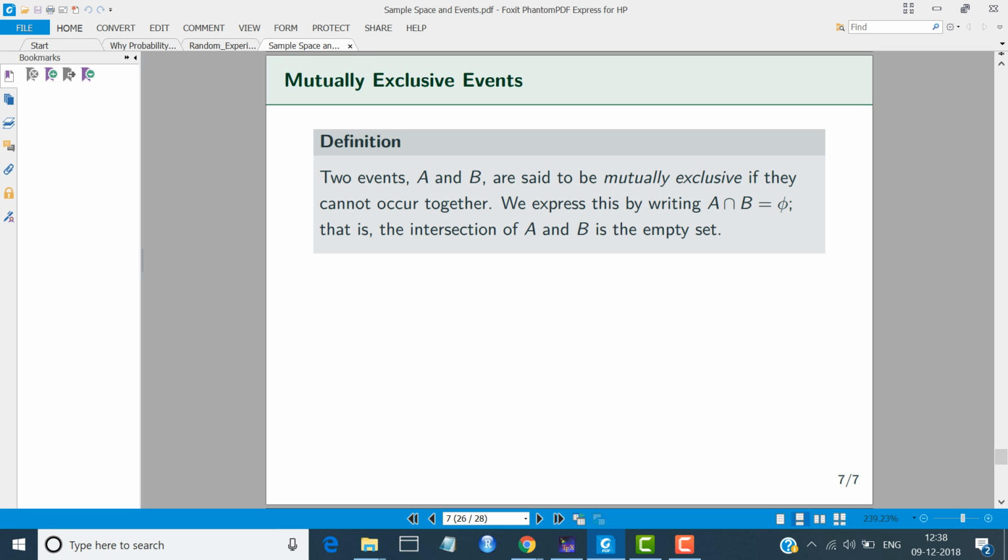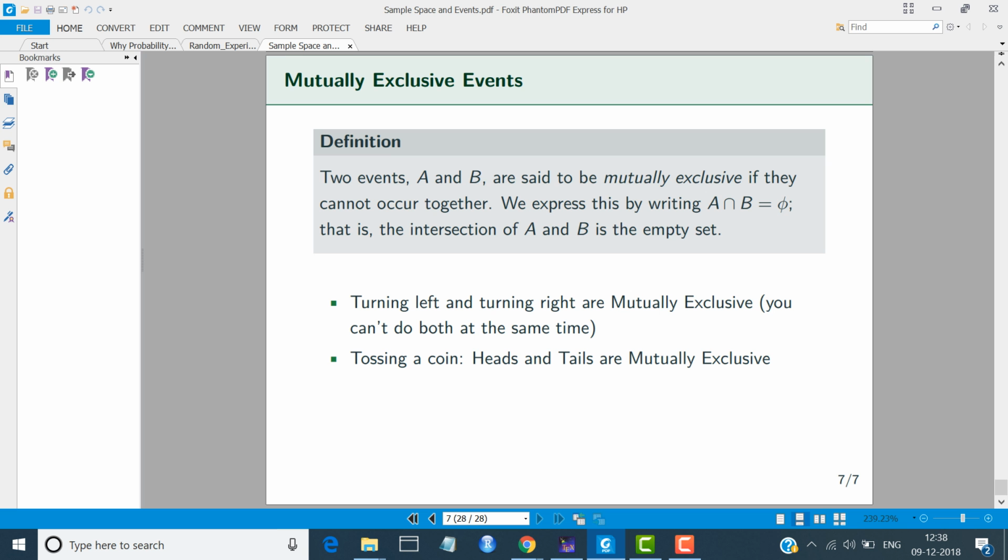Now we have one more important part, mutually exclusive events. What is that? If we have two events A and B and they can never occur together, then the events are called mutually exclusive events. Suppose turning left and right at the same time. It's a mutually exclusive event because we can't turn to both sides at the same time. Tossing a coin, getting head and tail at the same time is also not possible. That is also a mutually exclusive event.